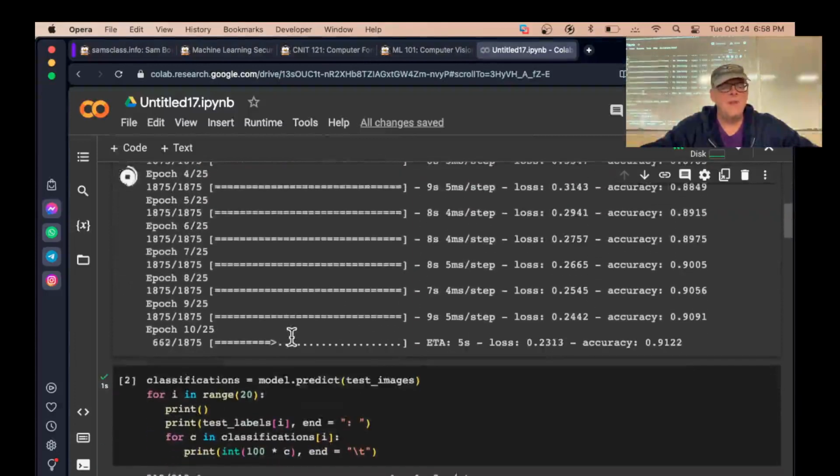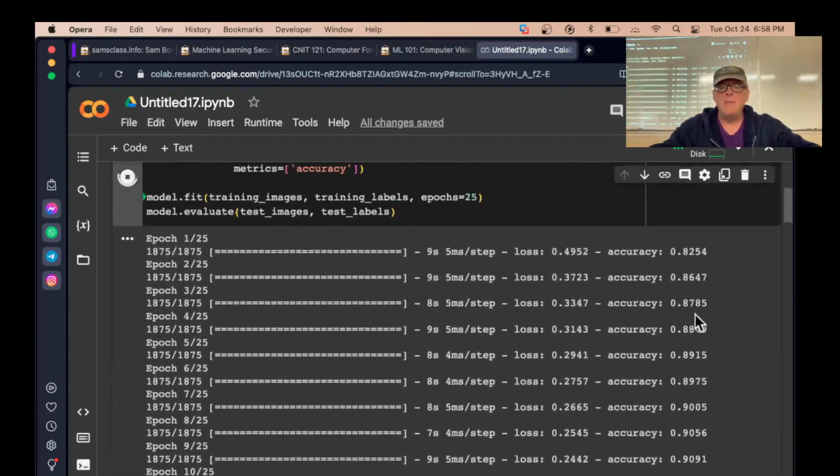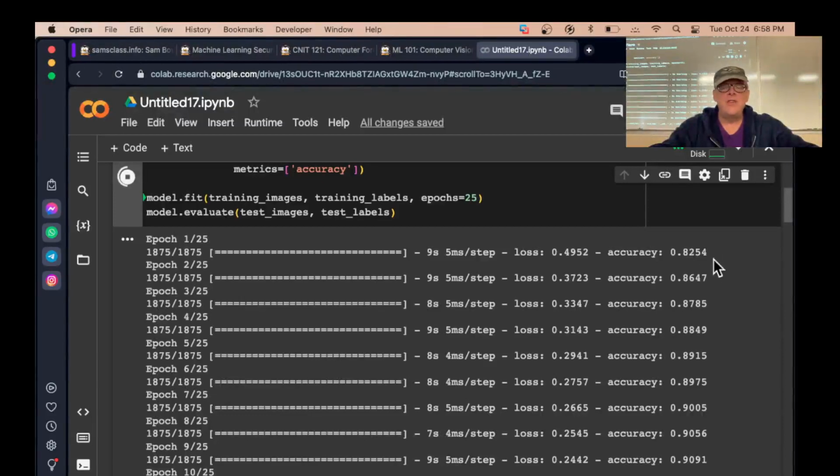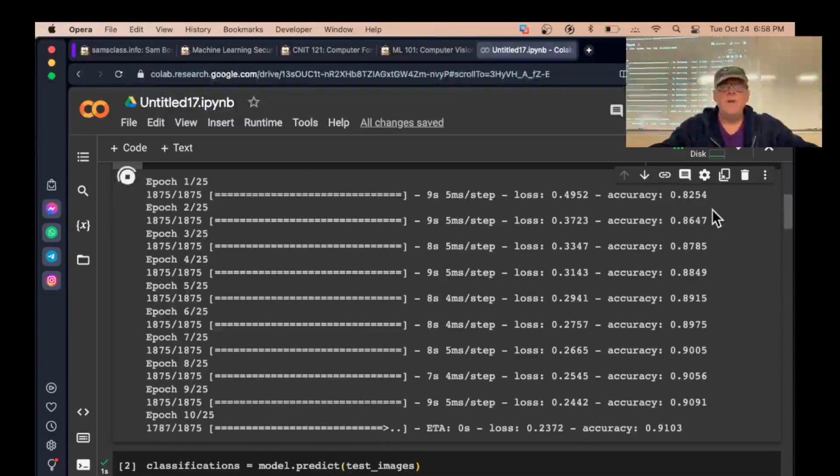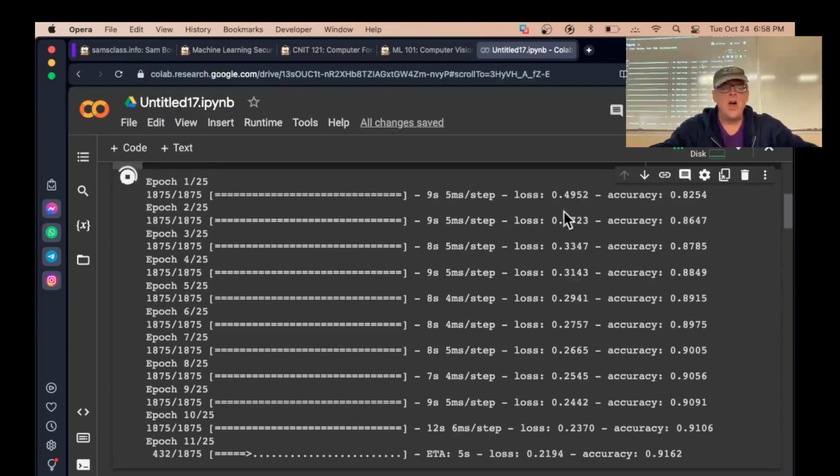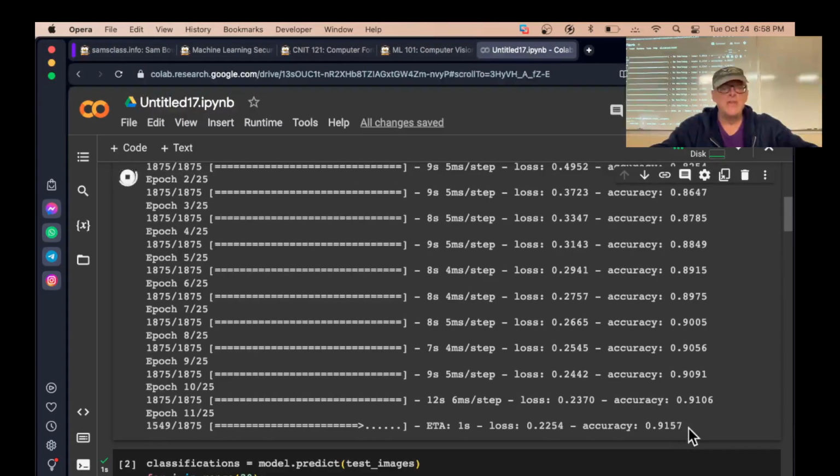Here, now I train it for 25. Okay, now it's only up to 10. And we'll see, you see now it's going up. It originally started at random values. It was only 82% accurate, but now it knows how to make it better, so it's making the loss go down, and the accuracy goes up, so it's getting over 90%.